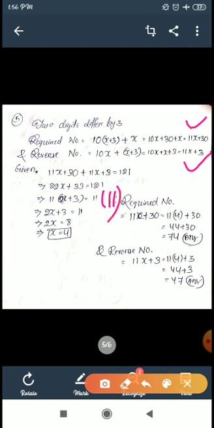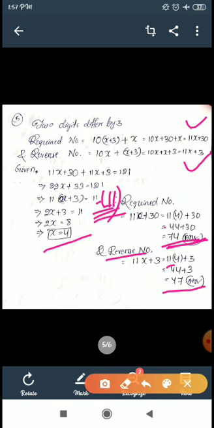Now put the value of x in our required number. 11x plus 30 is 11 times 4 plus 30, which is 44 plus 30, that is 74. Our required number is this one, and the reverse number is 11x plus 3, that is 11 times 4 plus 3, 44 plus 3, which is 47. All of you got it? Just multiply 11 with x like this.